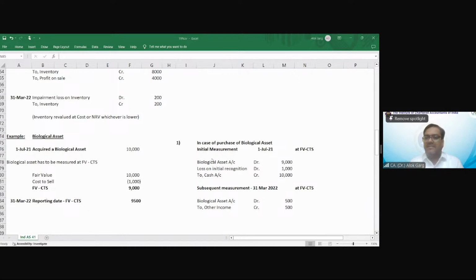Any problem? Is that clear? Initial measurement, subsequent measurement in case of purchase of a biological asset. Any problem? No, sir.